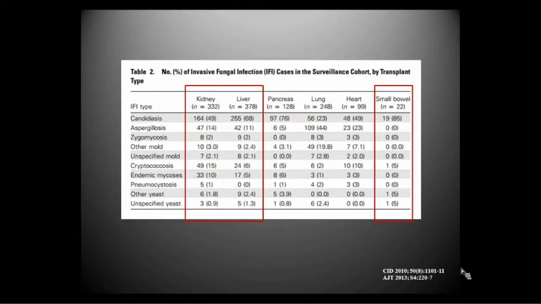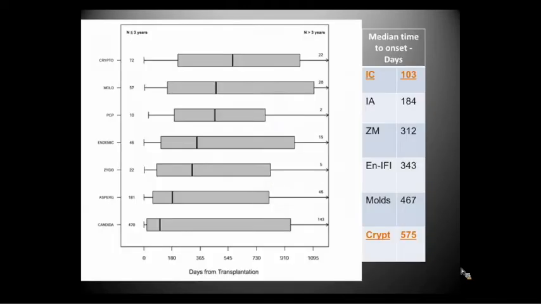Looking at it by type of organ, no surprise, most of the folks who are at highest risk of developing candidiasis are your abdominal organ recipients, so kidneys, liver, small bowel. Across the board, though, across all organs, invasive candidiasis is the most common. The only exception is lung transplant, where you see invasive aspergillosis more commonly than invasive candidiasis.